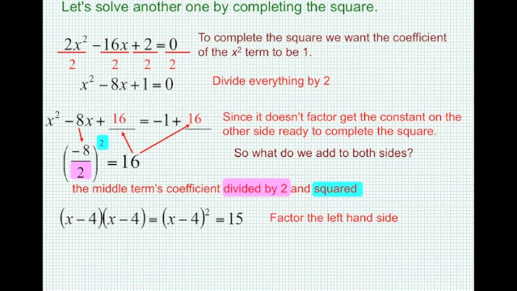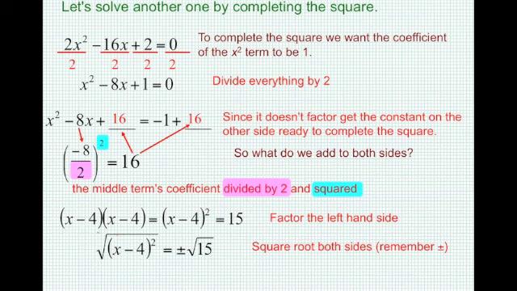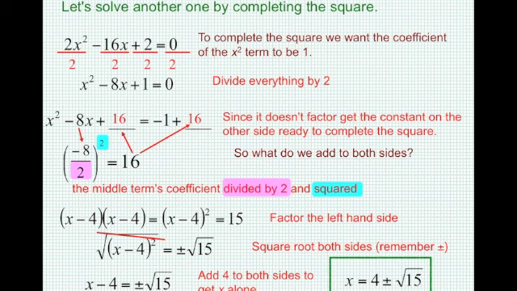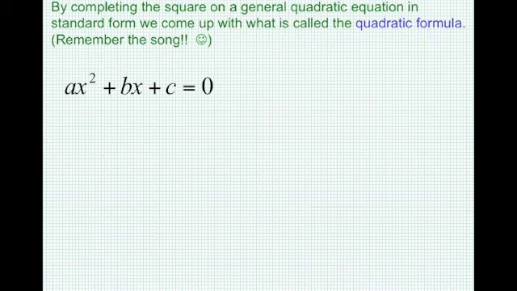Once we've made it x minus 4 quantity squared on the left-hand side, we combine like terms on the right-hand side to get a 15. We take the square root of both sides and remember the plus or minus. What we're left with is x minus 4 equals plus or minus the square root of 15. Now we're adding 4 to both sides because, again, we're trying to isolate the x. And our result is x equals 4 plus or minus square root of 15.